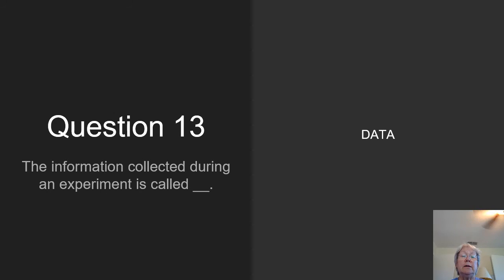Question number 13. The information collected during an experiment is called data, D-A-T-A. An interesting thing that most people don't know about this word is data. The word data is plural. So if you have one piece of information, that is not called data. That's called datum, D-A-T-U-M. If you have multiple pieces of information, lots of different points that you've measured, then those points are all referred to as data because it's plural. So D-A-T-A, that's the information that is collected during an experiment.